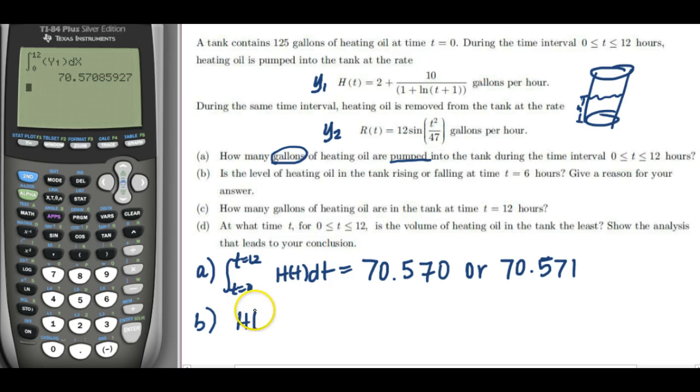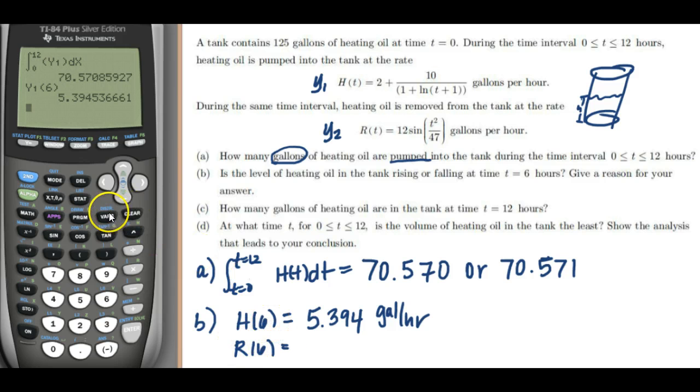So h of 6, the rate at which oil is coming in, is a value we can find on our calculator exactly. H was y1, so Y vars, y1 of 6 is 5.394. So 5.394, and this is in gallons per hour. This is the rate at 6 hours at which oil is coming in. Now let's compare that to r of 6. That would be vars, Y vars, and we can go down one to y2 of 6.